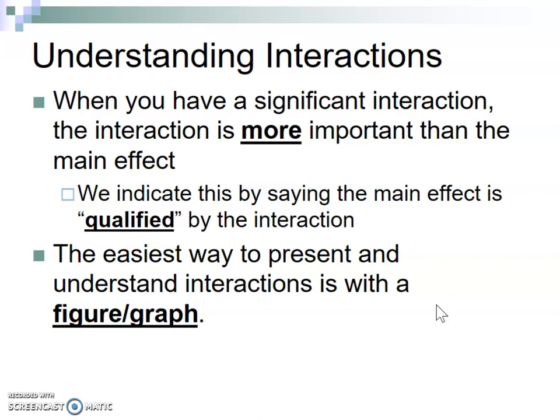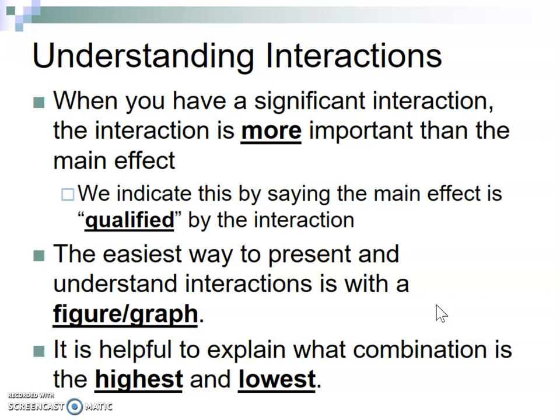Another thing to note about interactions is that the easiest way to actually understand an interaction in your data is usually to use a figure or a graph. This is also the ideal way to present your findings from an interaction. Almost always, if you have a significant interaction, you should probably put your means into a graph of some sort. It could either be a bar graph or it could be a line graph. But either way, you almost always want to present your interaction findings in a figure.